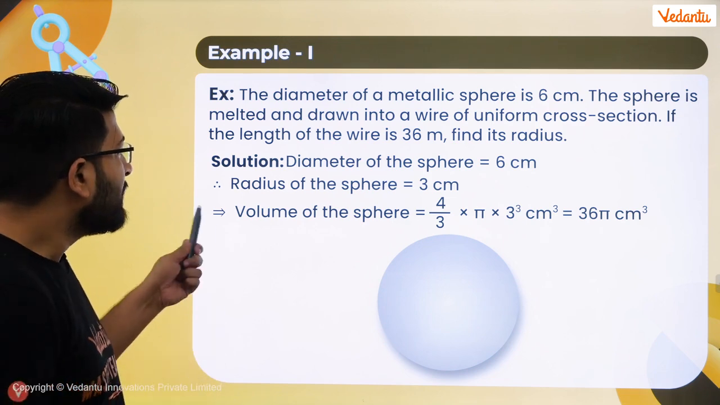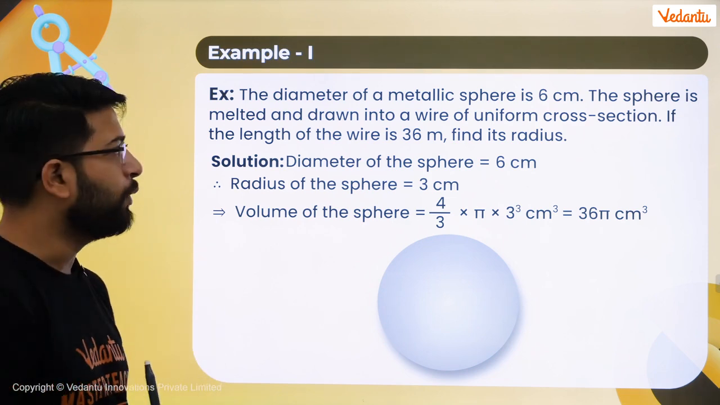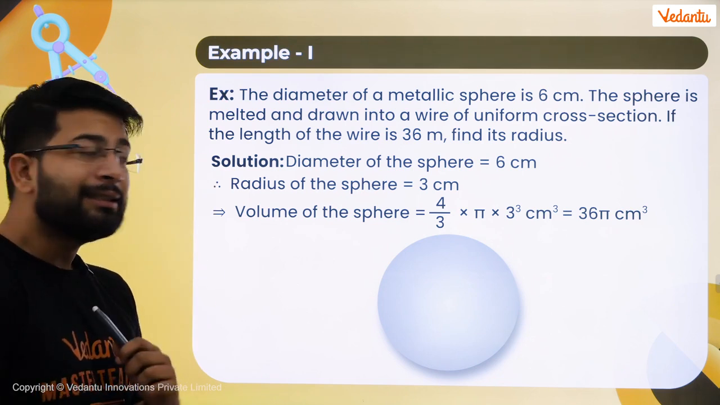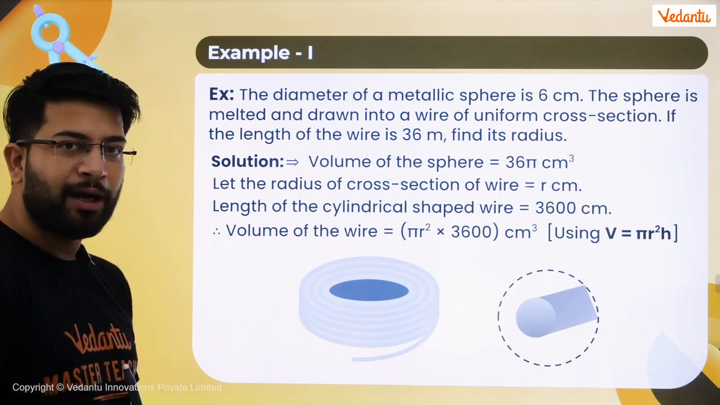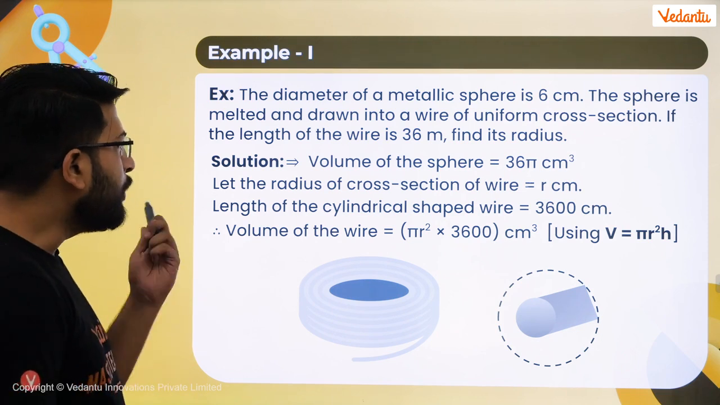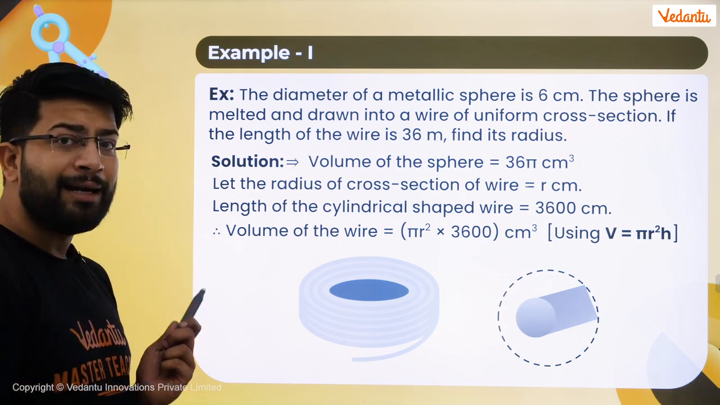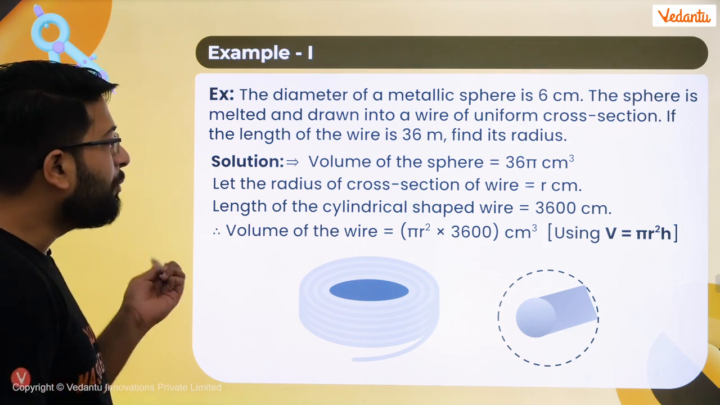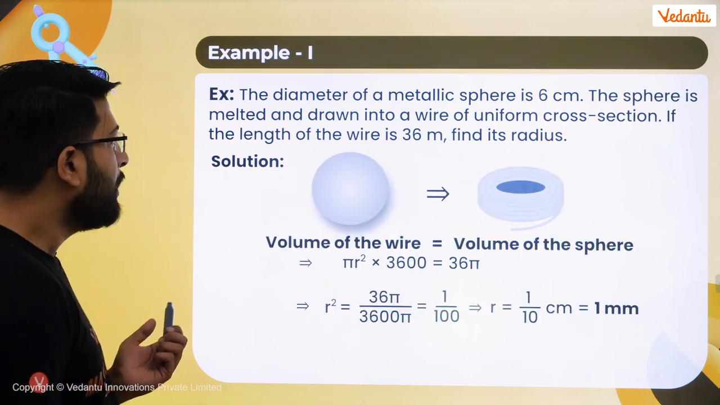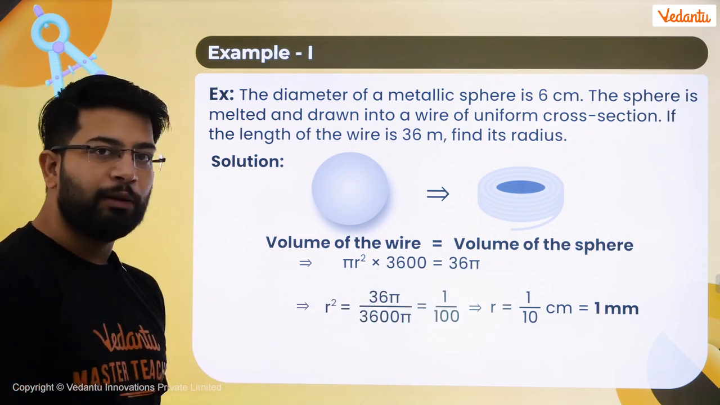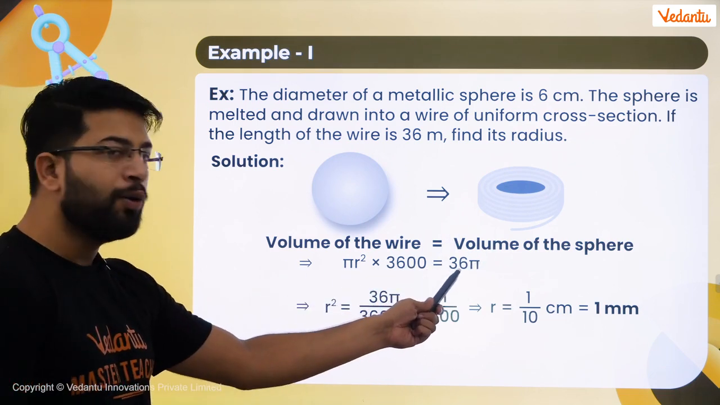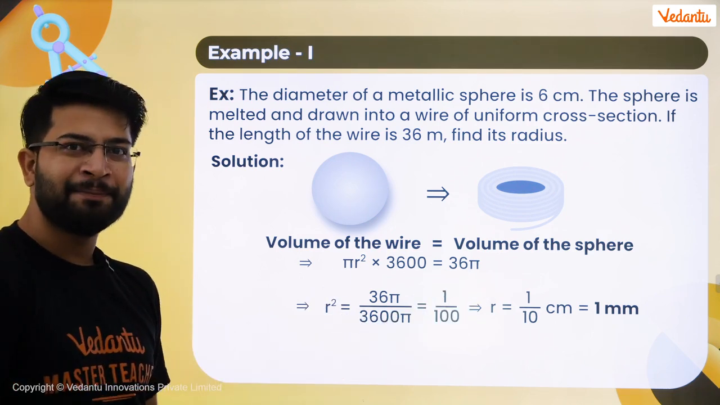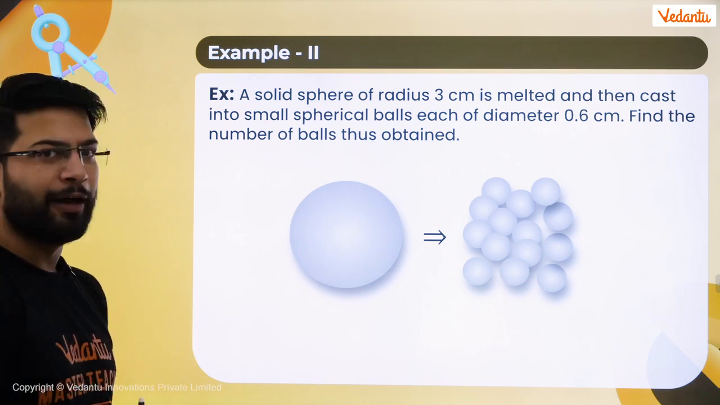So we can simply write the volume of the sphere, 4 by 3 pi r cube. The diameter is given, so we can find the radius, and the volume will be 36 pi. Similarly, we can find the volume of the cylinder, pi r square h. We know the height, and r is a variable, we have to find the radius. Simple champ, now both the volumes will be equal, right champ? So simply put volume of wire equal to volume of sphere, pi r square h equal to 4 by 3 pi r cube. You will get the value of the radius. Very easy. Excellent.